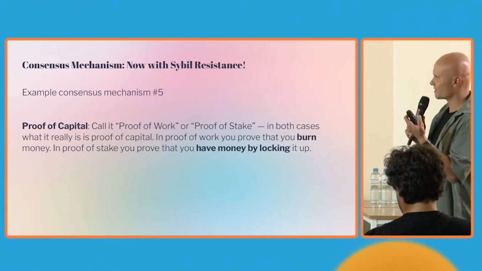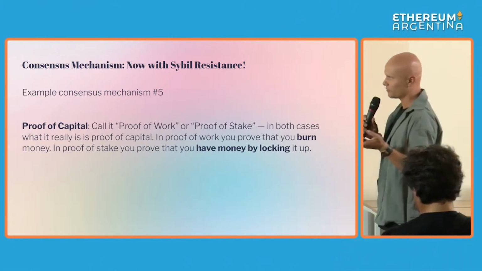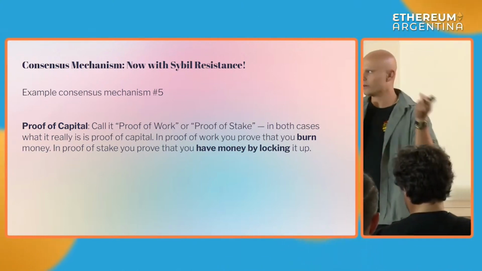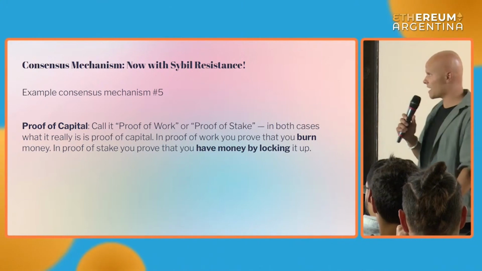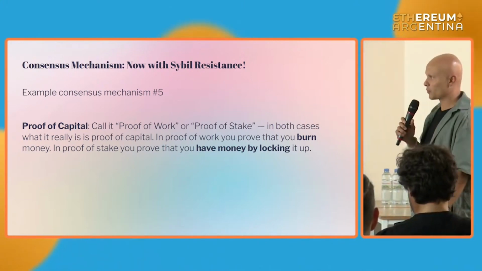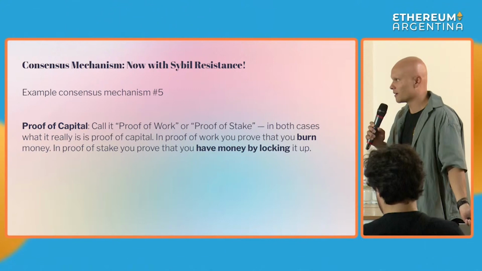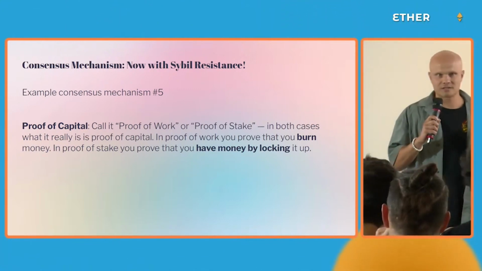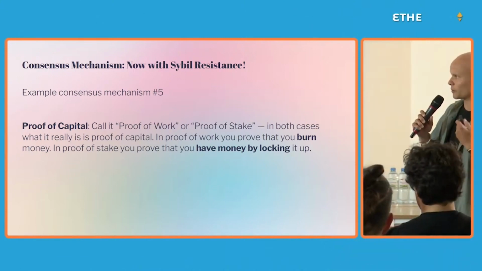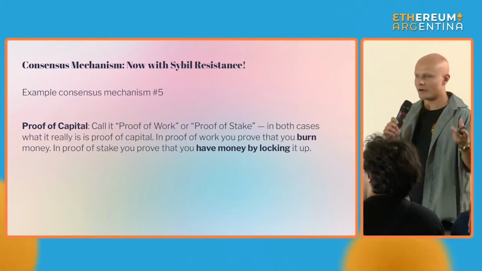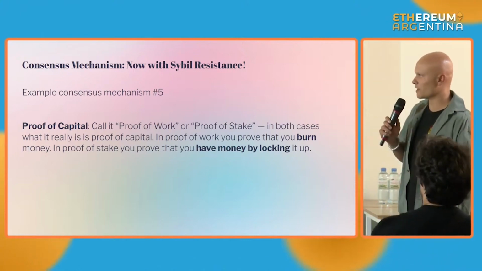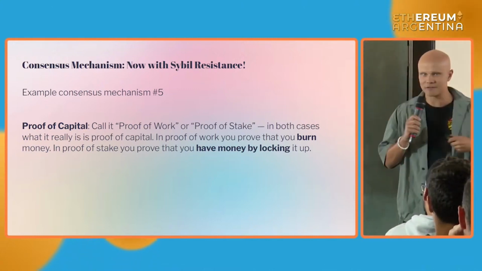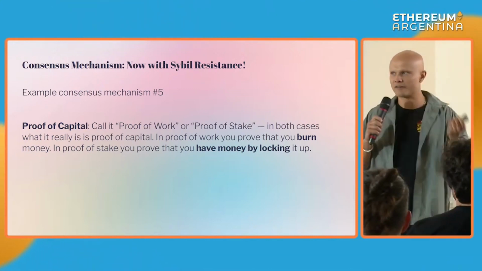So in the last example, we say proof of capital. Some would call it proof of work. We call it, or we use one called proof of stake. But in both cases, what both proof of work and proof of stake are, they are really proof of capital. In proof of work systems, what happens is you prove that you burn money, right? You're proving that you burn money. In proof of stake, you prove that you have money by locking it up. And in both these cases, you have a system that is proof of capital.